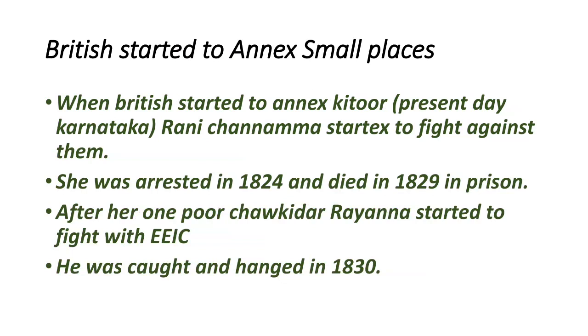And there was a poor chowkidar, meaning a watchman, or like a Gurkha. He was called Rayanna. He was a poor chowkidar, and this Rayanna started to fight against the EIC. Even a chowkidar did not want to allow the EIC inside their country. So he called many people and blockaded and fought against the British. He was also caught and hanged in the year 1830. This is the example given of how they started to annex small places in India.